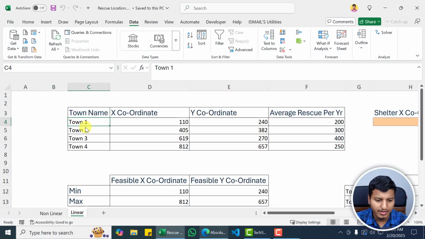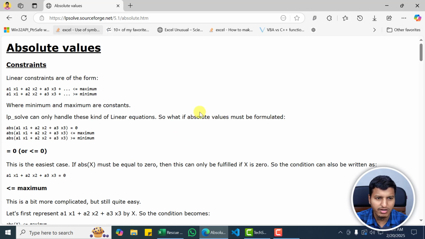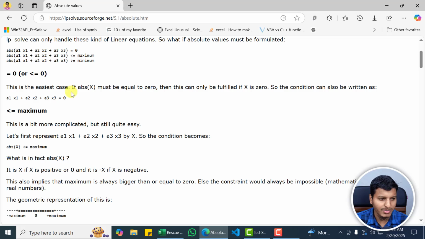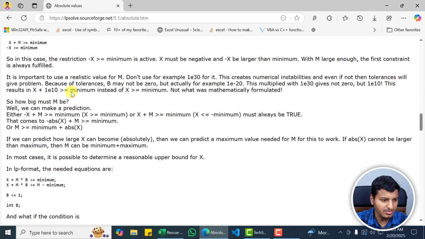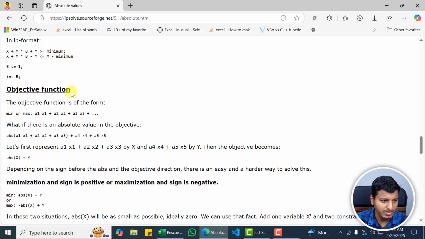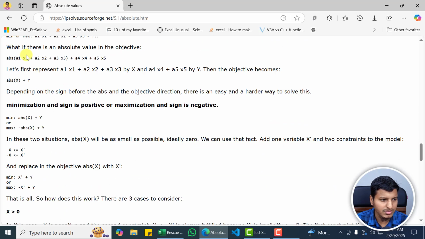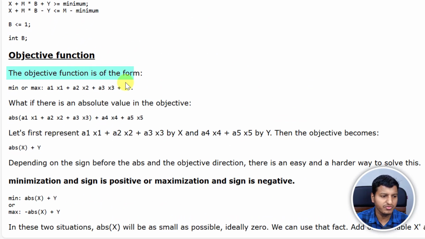Okay. So I have found this documentation, and I'll add that link in the description so you can check that documentation, but I'll just show you the main part of it and explain what we need to do. So it says that the objective function is of the form minimum or maximum a1 x1 plus a2 x2 and so on. What if there is an absolute value in the objective?